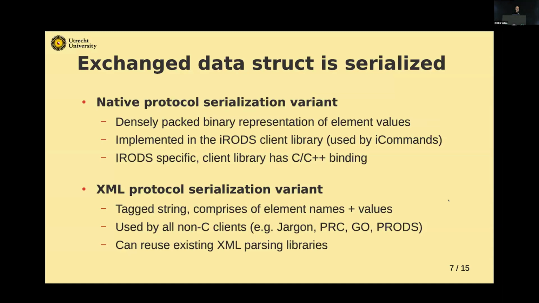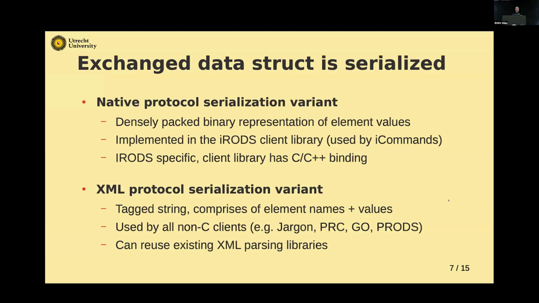Originally, there was the native protocol serialization, which was a binary, dense, efficient way of communicating information. It is implemented in the iRODS client library available for C and C++ clients. But then there was this notion of other languages like Java, Python, and the likes that also needed to be able to access iRODS. And to simplify matters for them, without creating a client library, a tagged string version with XML-like syntax was devised, and that's actually being used by all the non-C clients.